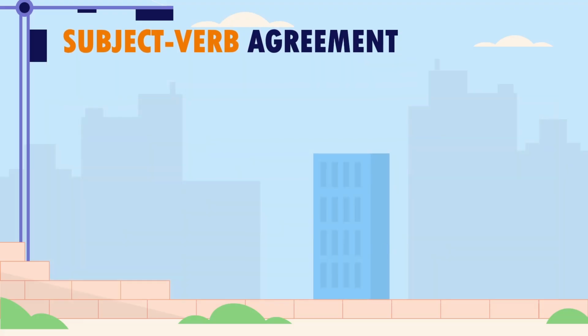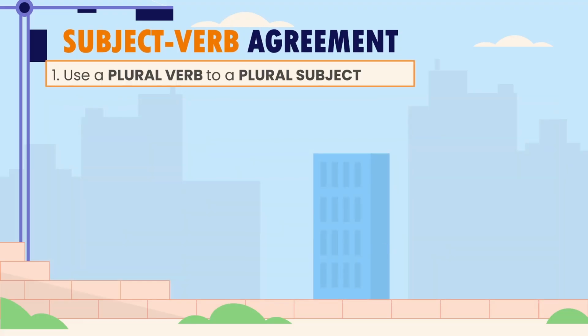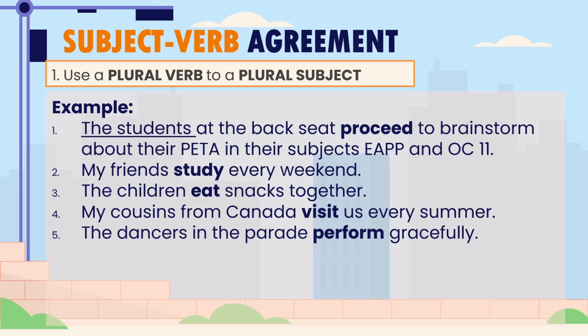Next one, we have our plural verb. If we have a plural subject, we will take a plural verb. For example, "The students at the back seat proceed to brainstorm about their PETA in their subjects EAPP and Oral Com 11." Our subject here became plural, the students. Kapag naman plural ang subject natin, yung verb niya wala nang S. Baliktad siya sa subject na may S naman. Okay, ganun lang yon.